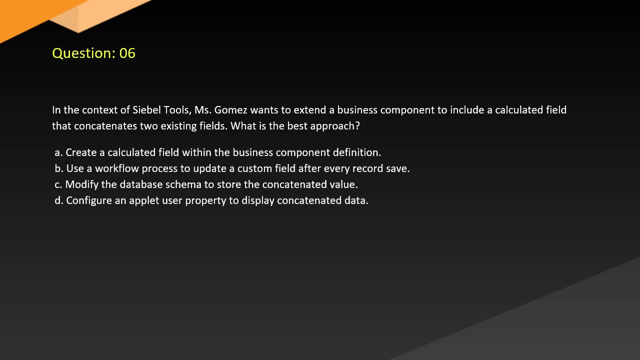A. Create a calculated field within the business component definition. B. Use a workflow process to update a custom field after every record save. C. Modify the database schema to store the concatenated value. D. Configure an applet user property to display concatenated data.